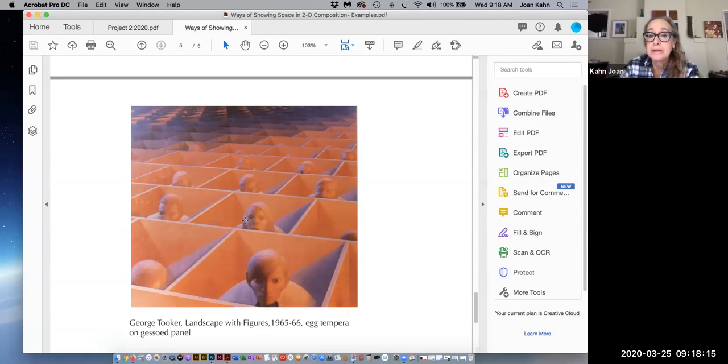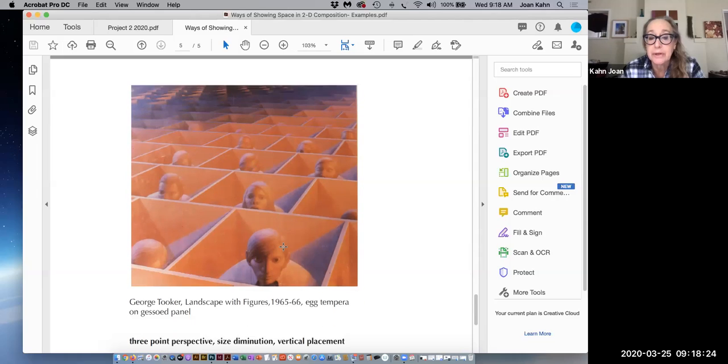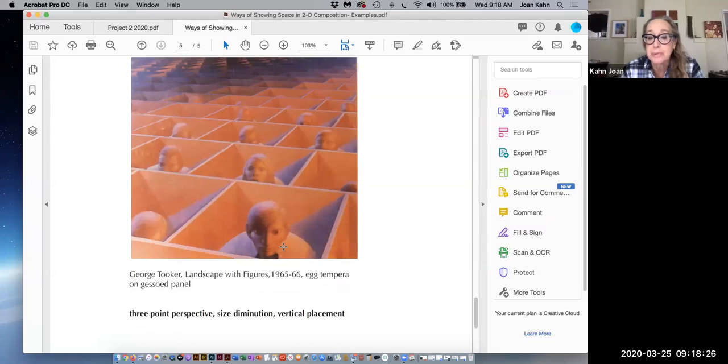Okay, so I'm going to show you some drawings of how to do 2-point perspective also in a few minutes. But first, now that we've reviewed these things, here I wrote 3-point perspective, size diminution, vertical placement. So those are the 3 ways in this painting that we see space.